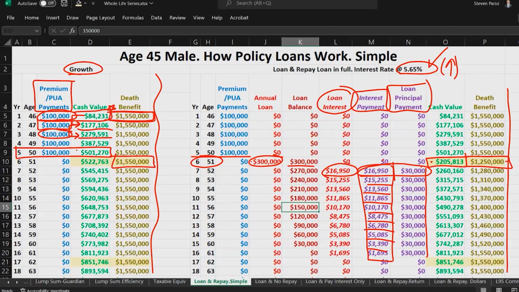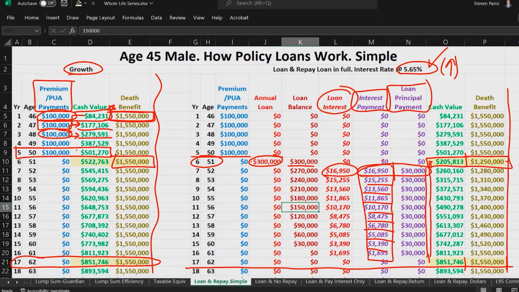But here's what I want to hit on. When you're paying this loan down, what do you notice about your cash value and death benefit for that matter? What about when that loan's paid in full? So let's look down here at age 62, year 17 in this example. Your cash value is what? $851,000. Your death benefit is what? $1.55 million. What is it in the example where you just let it sit and grow? Check that out. $851,000 and $1.55 million.